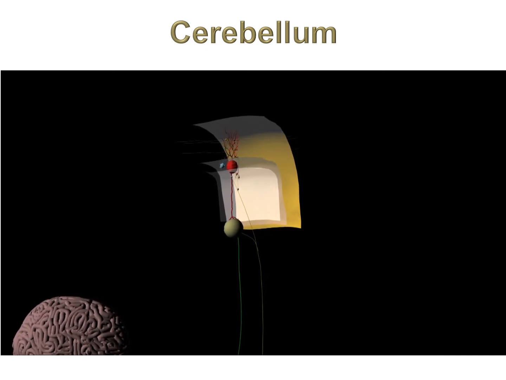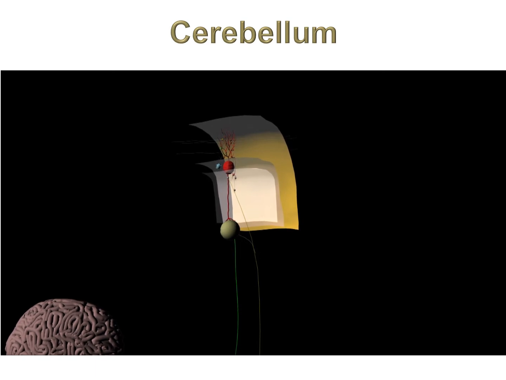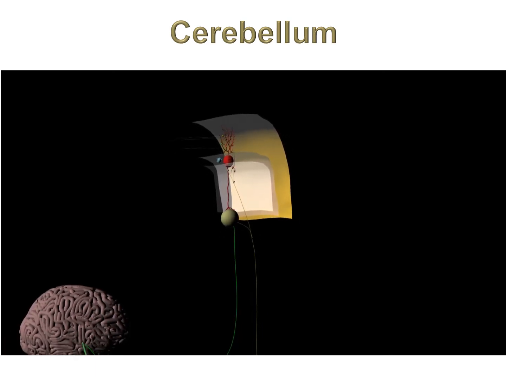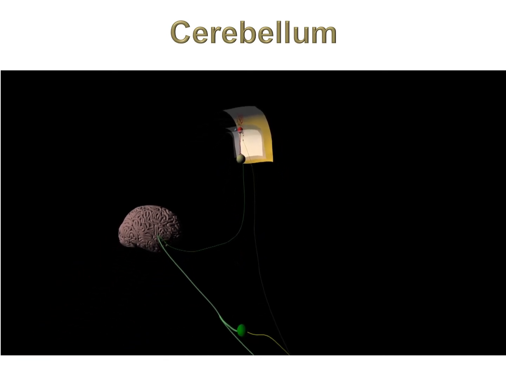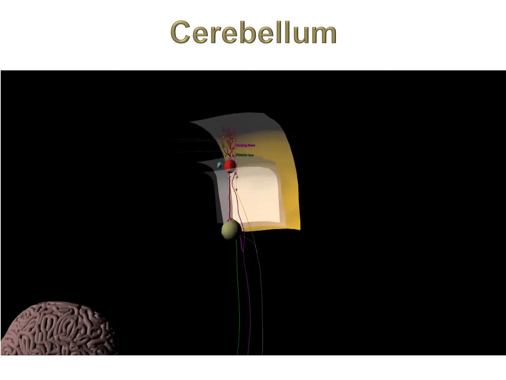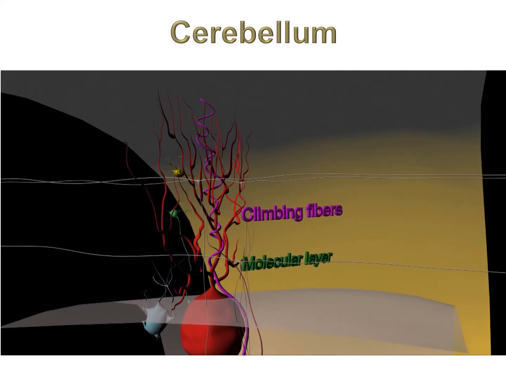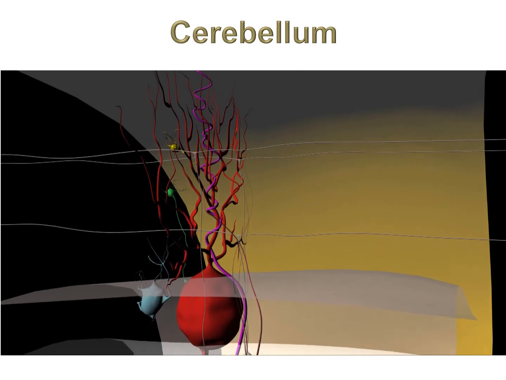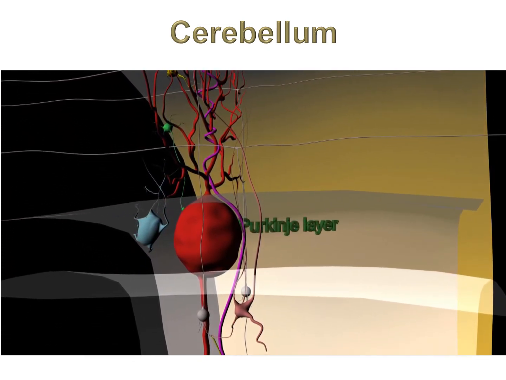A multitude of cells organized in a much prescribed fashion operates in a particular sequence to carry out the comparison and generate the required corrections. The main input to the cerebellum is through climbing fibers, which come from the inferior olives and synapse with the dendrites of Purkinje cells in the molecular layer of the cerebellum.